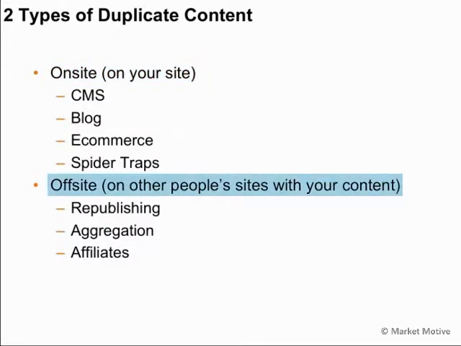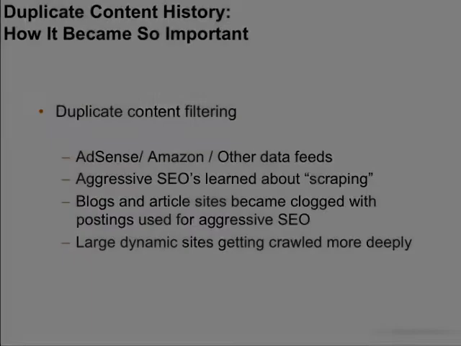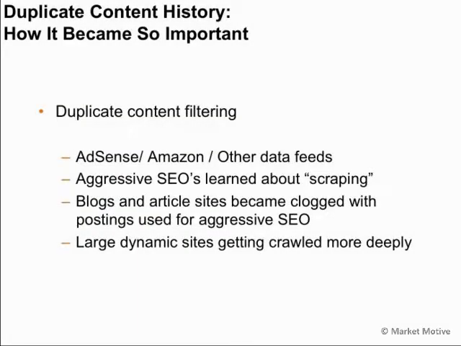Off the site, it may be that you don't get credit for that content because someone's republishing it before you are. They're aggregating it, or they're using it for affiliate marketing perhaps, and these can cause potential duplicate content filters as well. Before I start talking in depth about the 2 types of duplicate content, I want to step back and look at the history of duplicate content filtering.